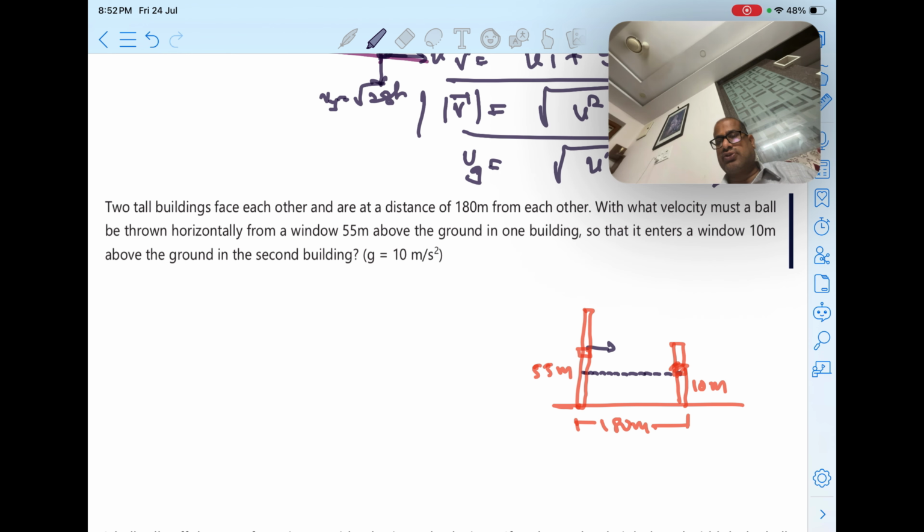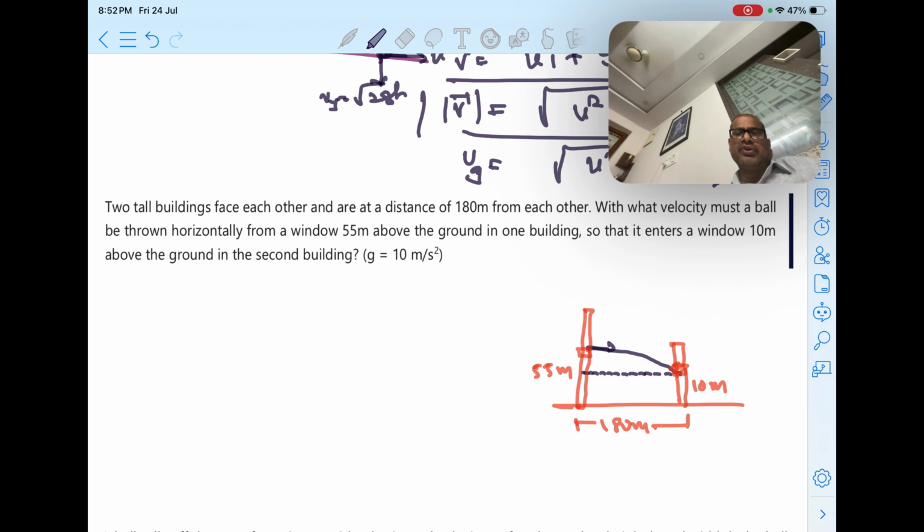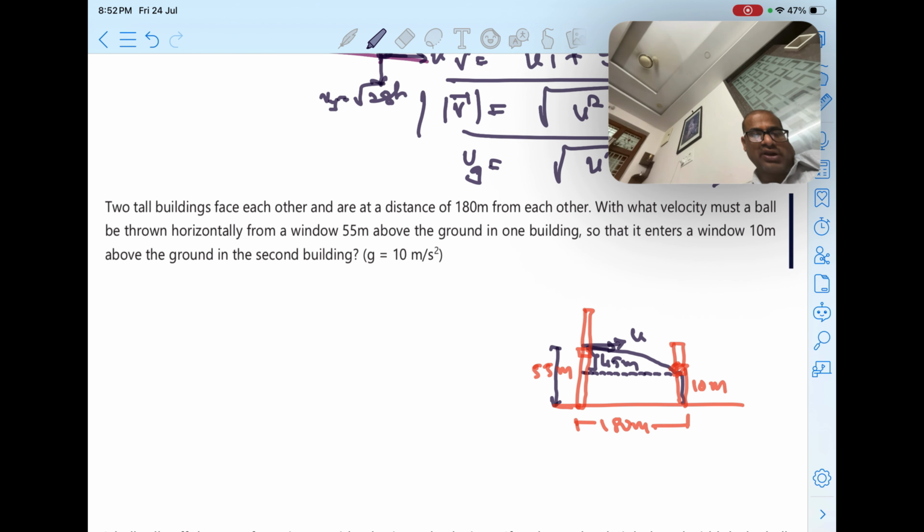Now when you are throwing it, it is landing on the second building window, right? So the velocity is some u value you can say. If you throw with u velocity landing here, the gap is 55 minus 10 meters, which is equal to 45 meters. Now you can see, that window is 55 meters above the ground, and this window is 10 meters above the ground. So I am separately drawing the diagram, you see it now here. The gap is here 45 meters.